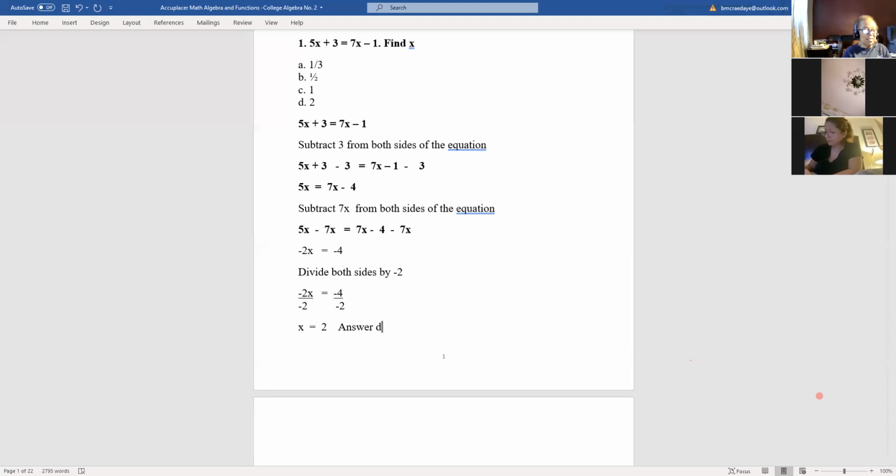Now, how could you check it, Latoya? How could you check this? Make sure you plug in. You plug in where 2 is x. So what's 5x plus 3 equal to? 5 times 2 plus 3. What's that equal to? 10 plus 3, 13.